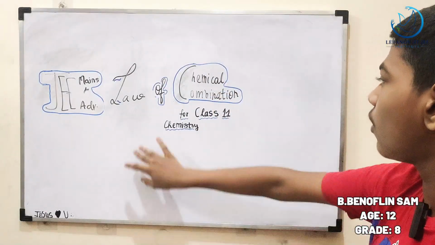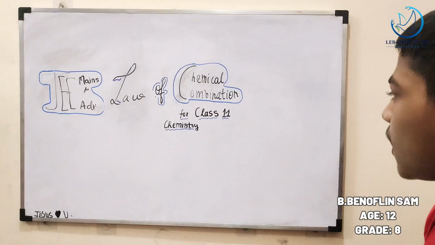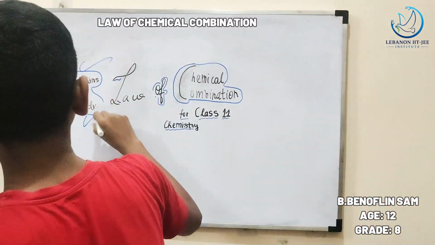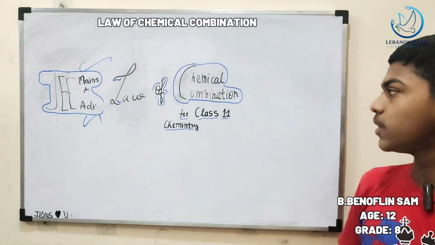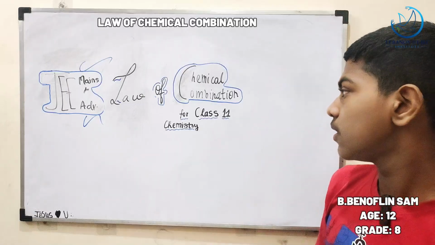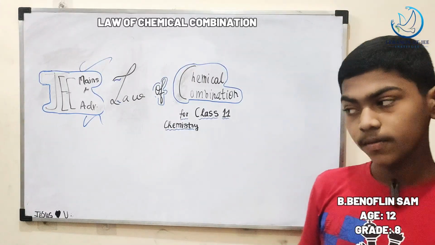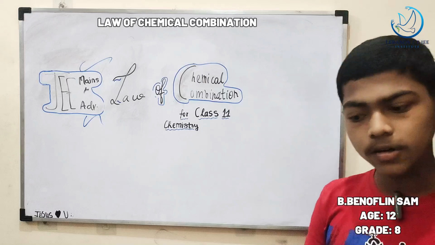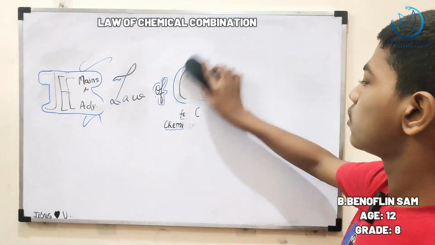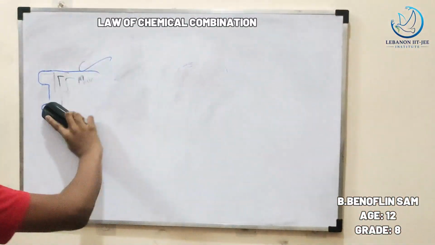Today we are going to cover the laws of chemical combination for Class 11 chemistry. This is from JEE Mains and JEE Advanced. Before that, there are topics on matter, atoms, molecules, atomicity and units of conversion. I have skipped those here because you already know them, so I am continuing with this topic.